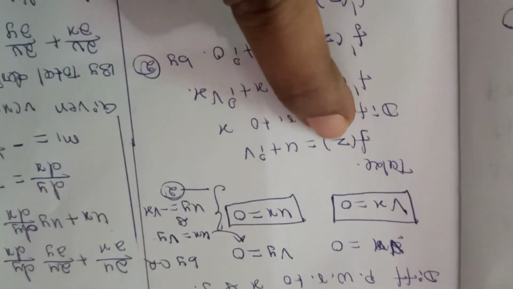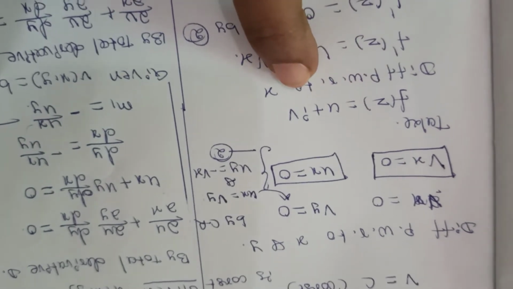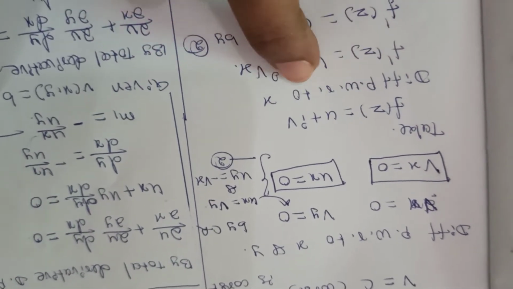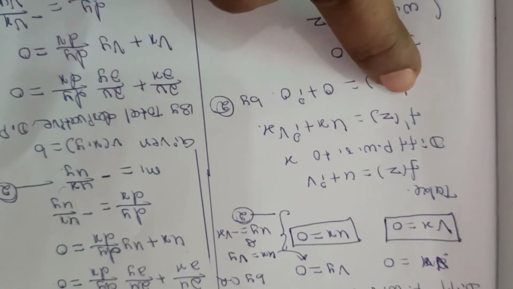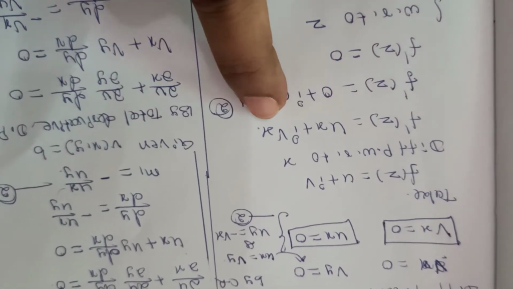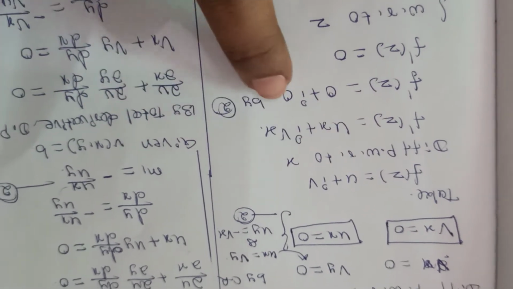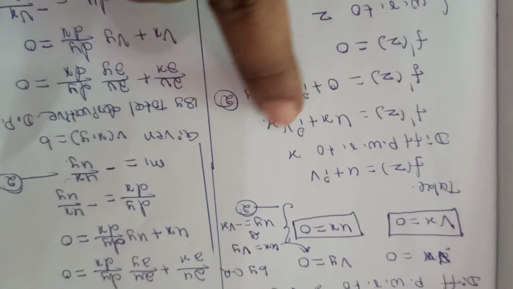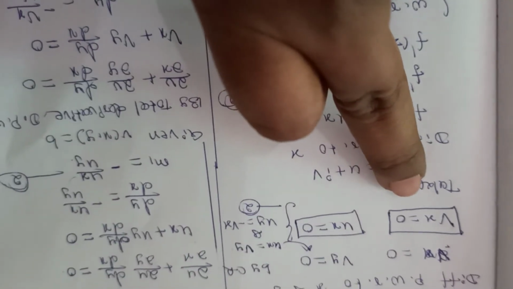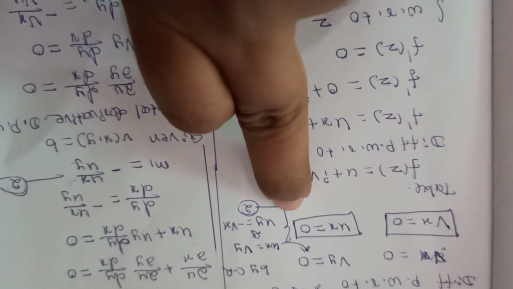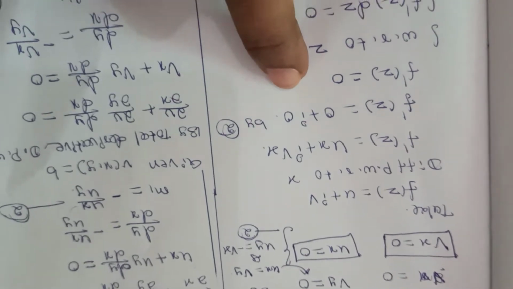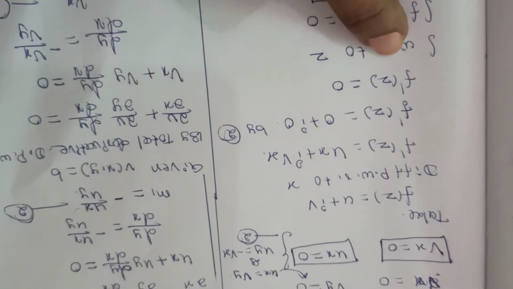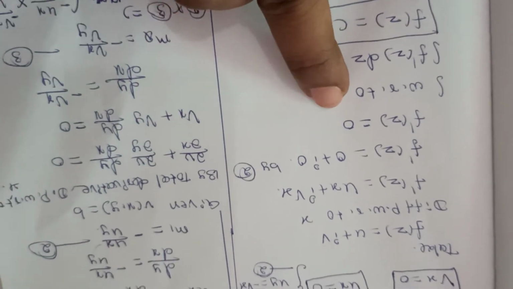Take f(z) = u + iv and differentiate partially with respect to x. Therefore f'(z) = ux + ivx. We got the values vx = 0 and ux = 0. Substitute these two values here. Therefore f'(z) = 0 + i0, that is, f'(z) = 0.